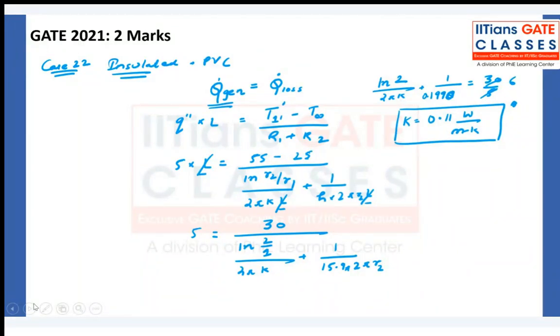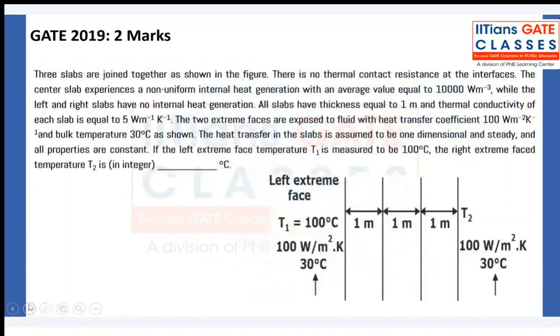Chalo, let us move on to the next question. Next question: what is happening? 3 slabs are joined together. The last question is clear? Everyone, is the last question clear? Concept is clear or not? What we did is clear. Okay, very nice. Chalo. Now, GATE 2019 2-mark question.